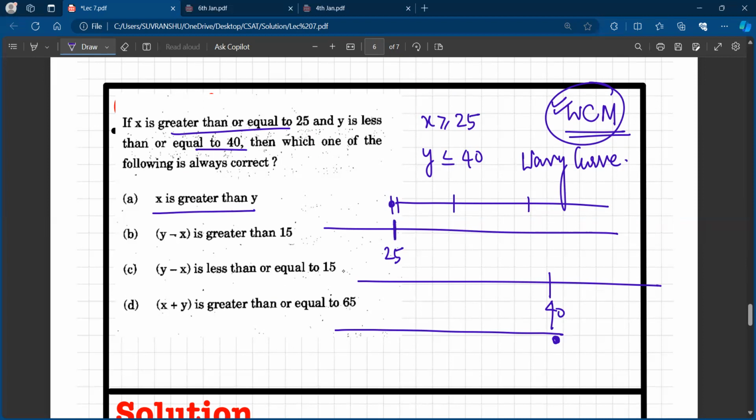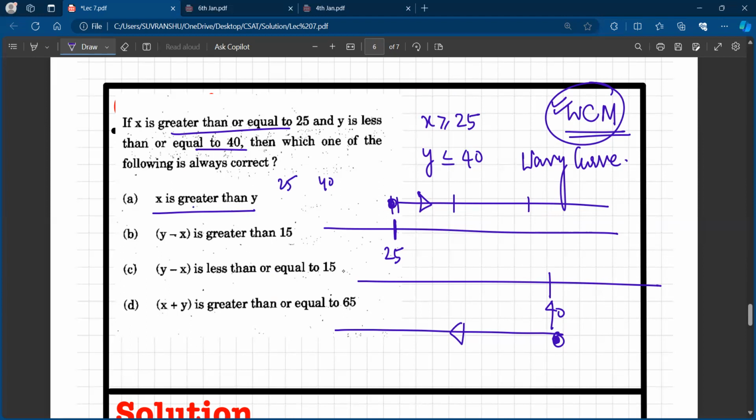First of all, I will start with where x ka value starts. Where does x begin? X begins with 25. Y begins with 40. X will go like this. Y will come this way. Y will decrease. X will increase. Now, what are the values possible? X ka value pehle hoga 25. Y will be 40. Till now, is it correct or wrong? Yes, sir, it is correct. X is 25, Y is 40. This statement is correct.